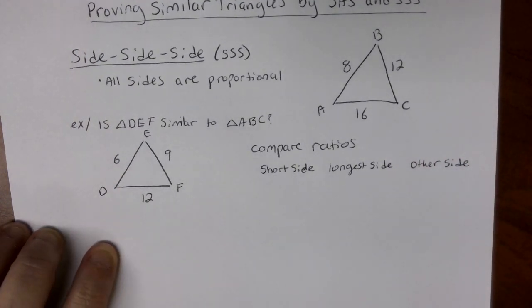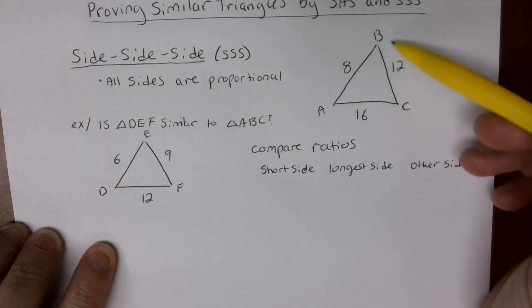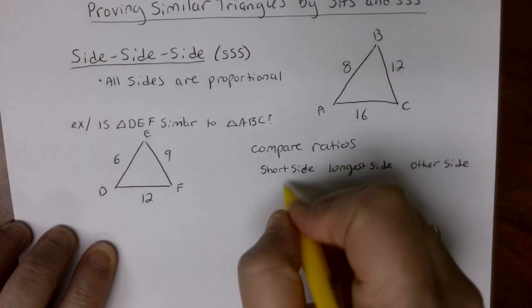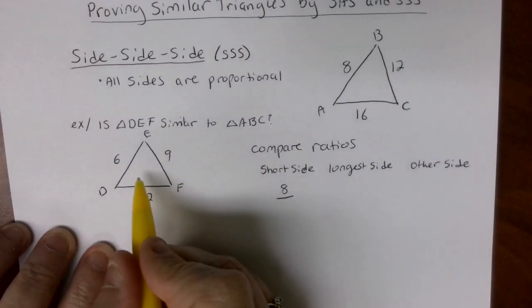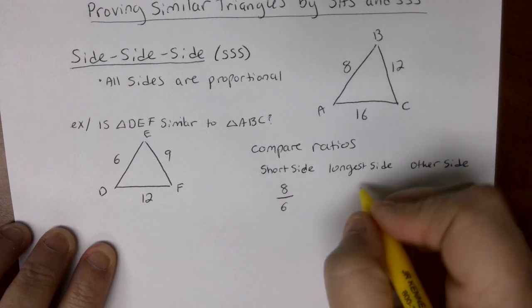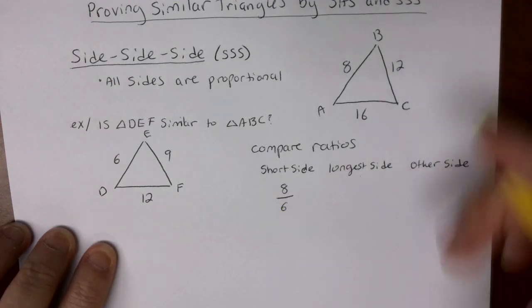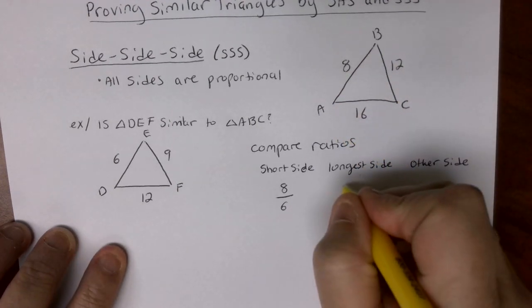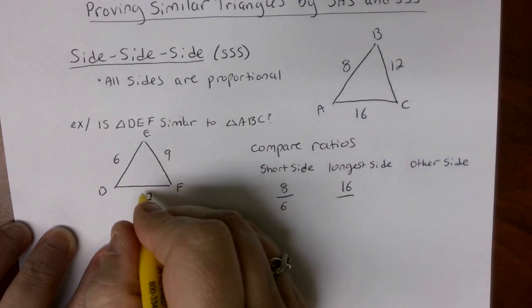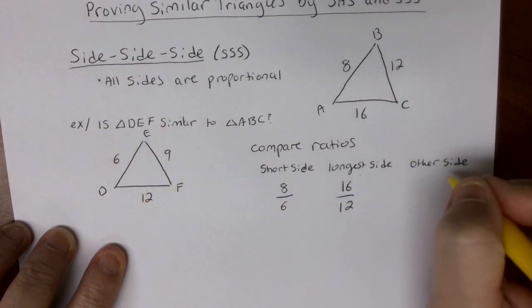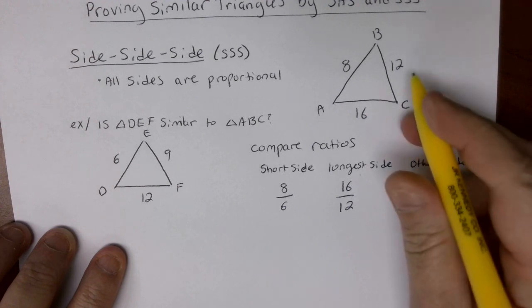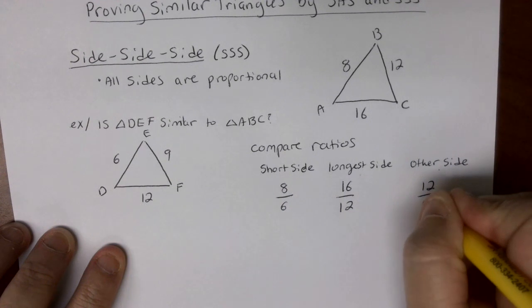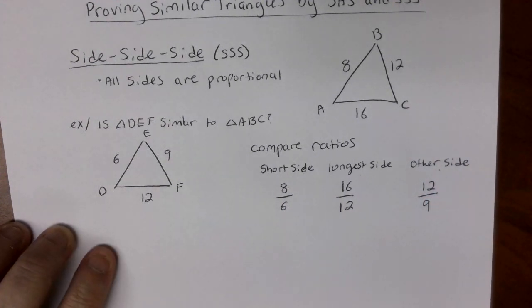So let's say I do the shortest side on this one first over the shortest side on this one. So the shortest on this one is 8 on top of the shortest one on this one, which is 6. And we want to compare that to the same thing. So we're going to do longest side now. So again, if we started with this one, we have to keep starting with this one. So it's going to be 16 over the longest side on this one, which is 12. And the other side that we haven't used on this one is 12, over the other side that we haven't used on this one, which is 9. And you want to look and see if they're all proportional to each other.